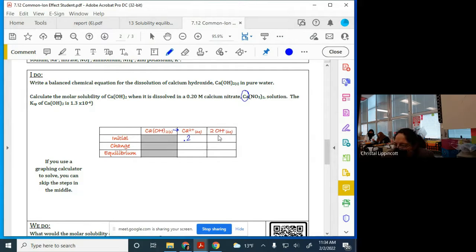All right. Will we have any hydroxide to start with? No. Okay. Now, we don't know the rest of this. We just know that this is going to be X. This is going to form 2X. This is going to form 0.2 plus X.